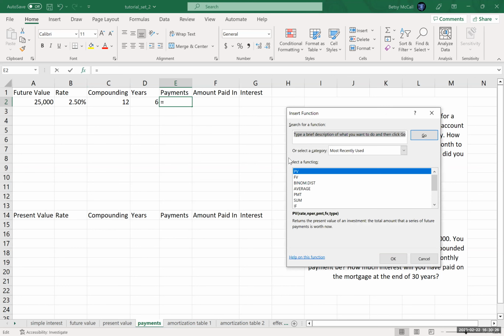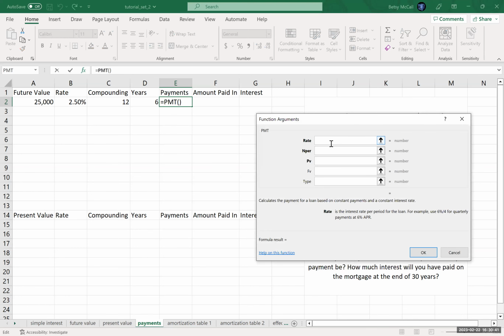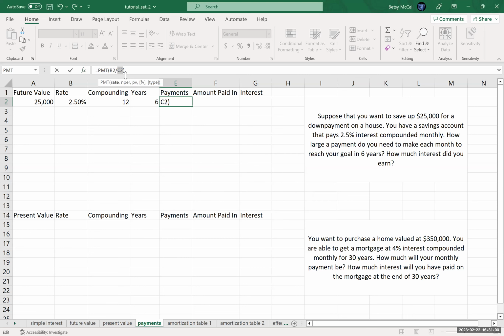We can search for the payment formula. Now, a lot of the stuff that's going to come up is not what we want. But we are looking for the PMT formula, PMT. And similar to the future value and present value formulas, the kind of information we have to put into this formula is basically the same. We need the rate per period. So that's going to be the annual rate divided by the number of times we're compounding. Oops, I didn't mean to do that. Let's try again.